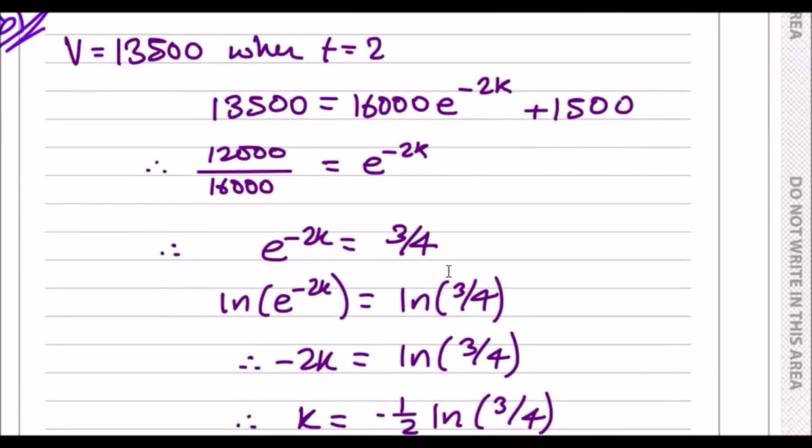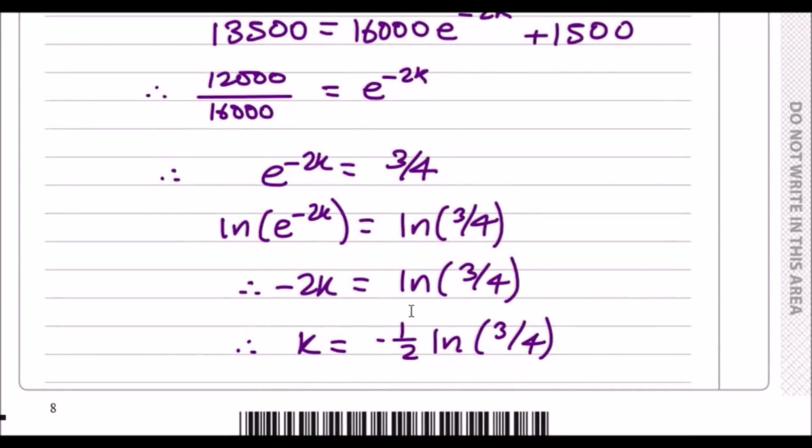So now we're at this stage. We've got e to the negative 2k equals 3/4. And now the rest of the steps are easy. To get rid of the e, remember you can use its opposite, which is the natural log, i.e. ln. When you take ln of e to the power, it cancels out and you're left with minus 2k. Of course, you do ln on both sides, so you have ln of 3/4. And finally, just divide by minus 2, so you get minus a half times ln of 3/4.